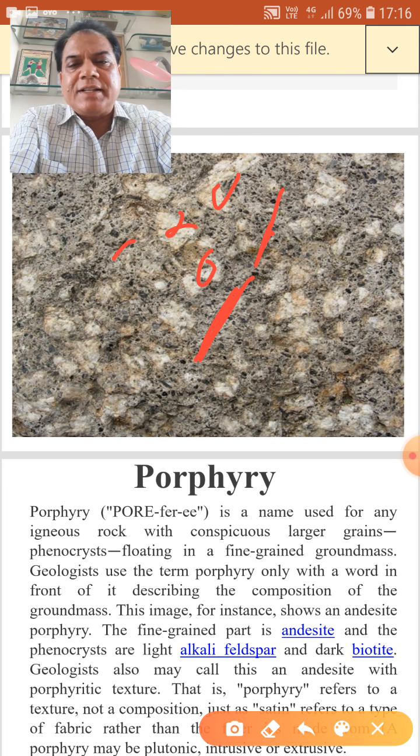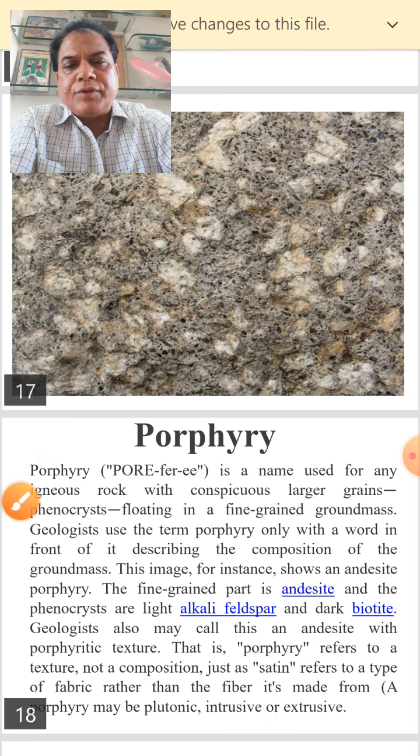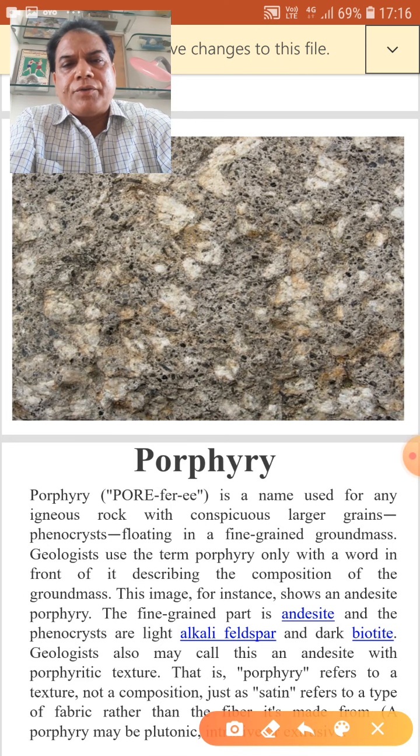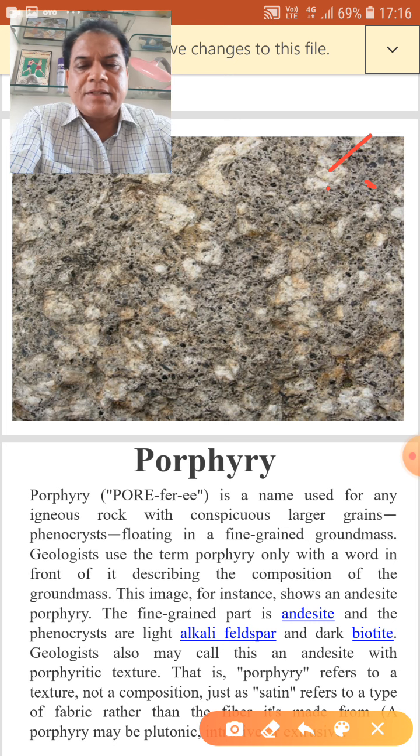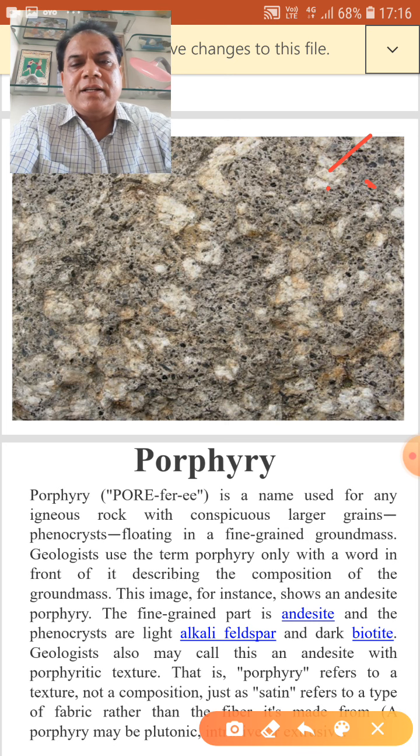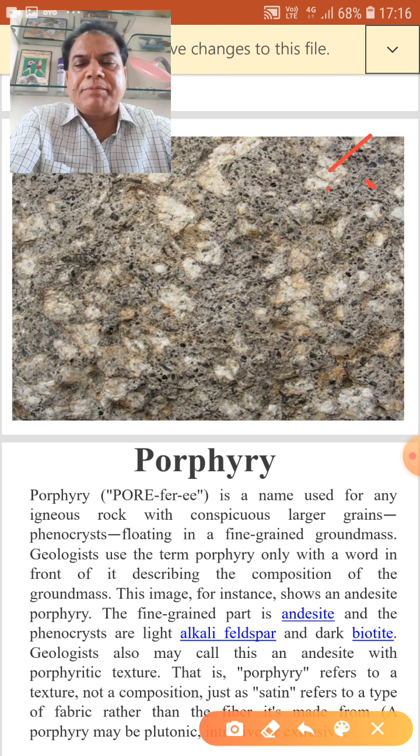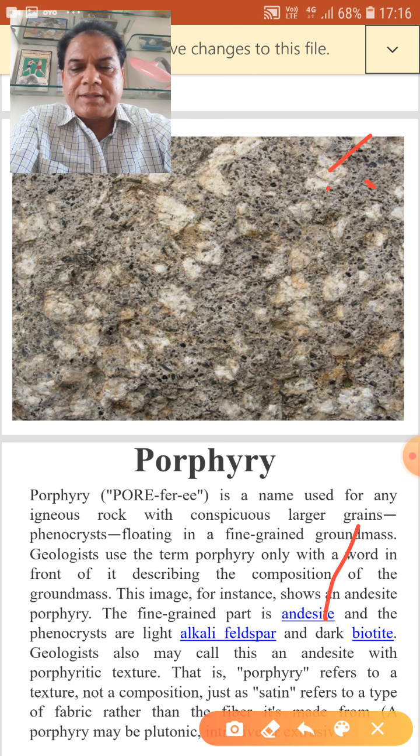So if a rock has such texture, it means there are phenocrysts. These are the phenocrysts, I mark here. This is a phenocryst, right? And this is the groundmass. So these large grains are the phenocrysts, and the smaller material is the groundmass. If such is the appearance of a rock, the texture is porphyritic texture. As such, porphyry is a general term, as I told you, used for igneous rock with conspicuous larger grains floating on a fine grained groundmass.